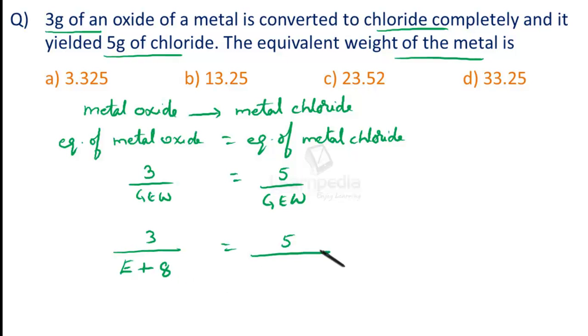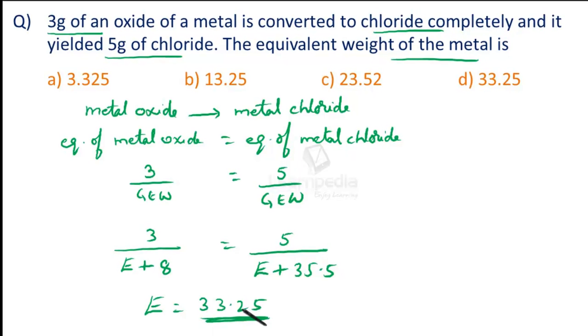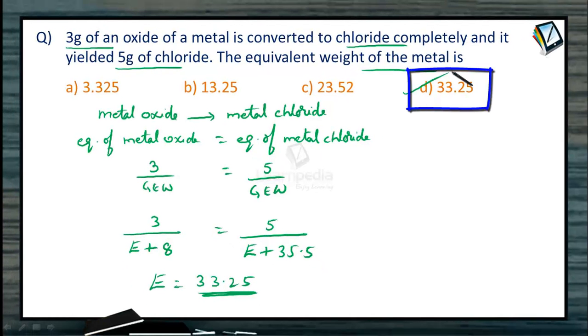Then what is the gram equivalent mass of this metal chloride? It is again the equivalent mass of the metal plus the equivalent mass of chlorine, that is 35.5. So on solving this, you will get the value of the equivalent mass of the metal, which is equal to 33.25. So our answer is option D.